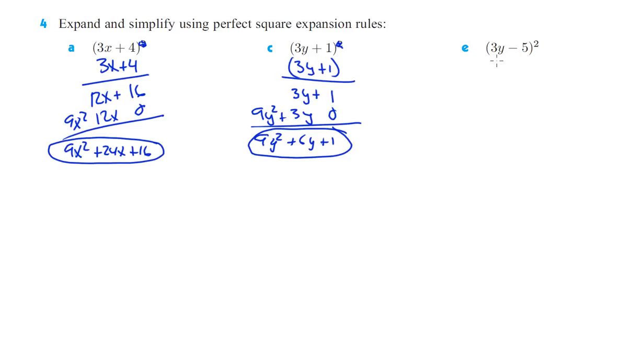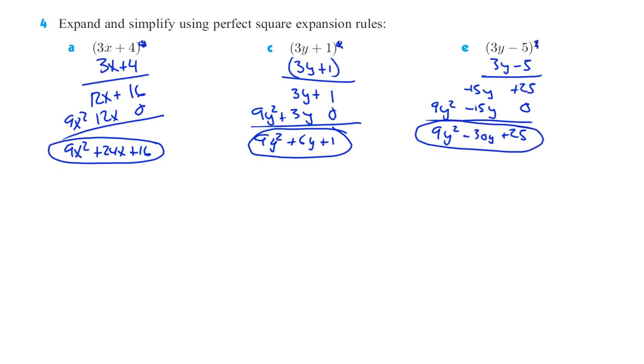Okay. Let's put a 3y minus 5 under here. Negative 5 times negative 5 is positive 25. Negative 5 times 3 is negative 15. And then we have a y in there, so negative 15y. 3y times negative 5, again, is another negative 15y. And 3y times 3y is, 3 times 3 is 9. And y times y is y squared. So we get 9y squared minus 30y plus 25.